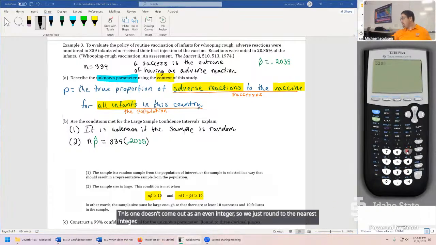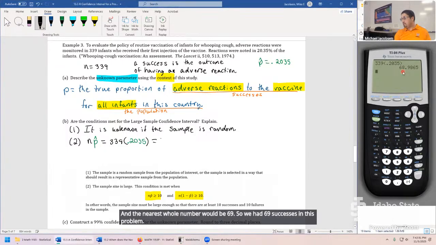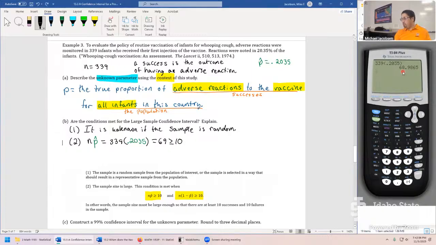So take 339 times 0.2035, and the nearest whole number would be 69. So we had 69 successes in this problem. And let's say what that was, 69, which is greater than or equal to 10 successes.